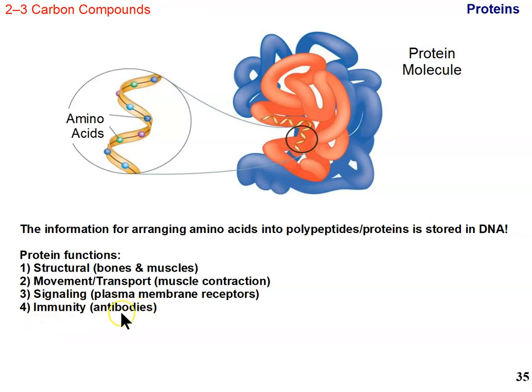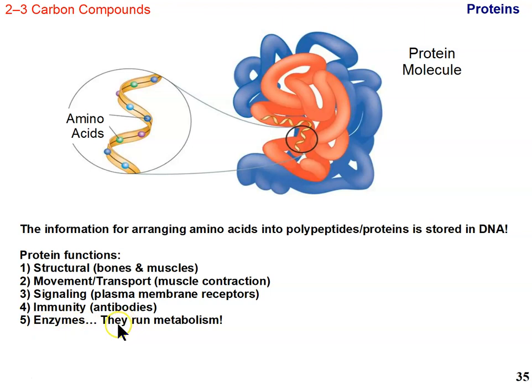Immunity. You've probably heard of antibodies. Certain cells of your immune system produce these proteins called antibodies. And they are proteins that are designed to glom onto foreign invading cells or foreign invading viruses. I couldn't think of the word virus. It's a senior moment, I guess, huh? So that's how they function in immunity.